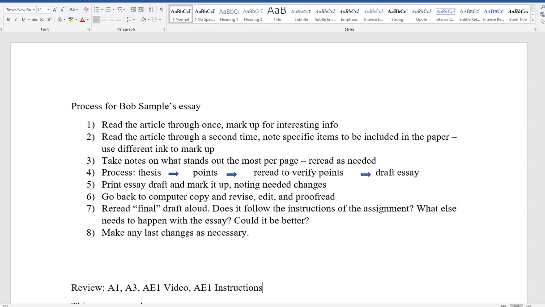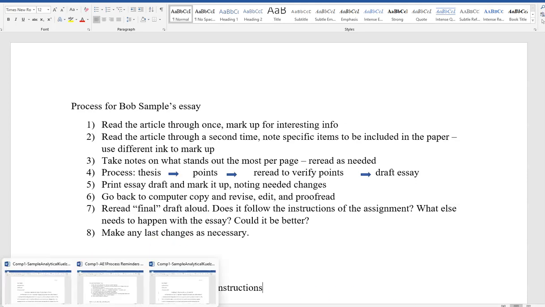All right, so my first draft, again, I'm going to try to be pretty quick with it as I show it to you.